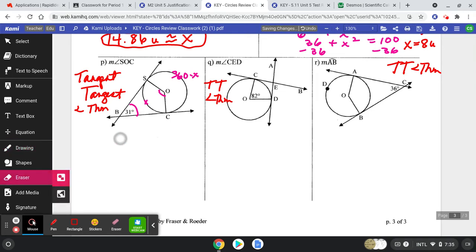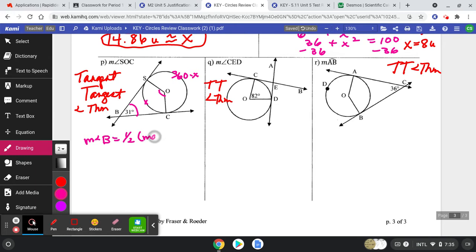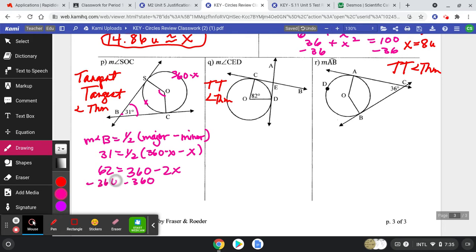Let's write the entire theorem out. Measure of angle B is equal to 1/2 of the major minus the minor arc. Big minus little. So this one's going to be the major of 360 minus x, and that's going to be equal to this 31. So now if I multiply both sides by 2, I get 62 is equal to 360 minus 2x. I'm going to subtract 360 from both sides, grab my calculator.